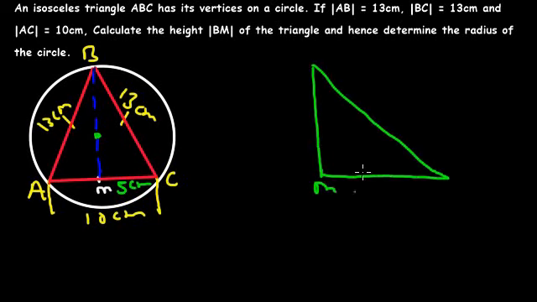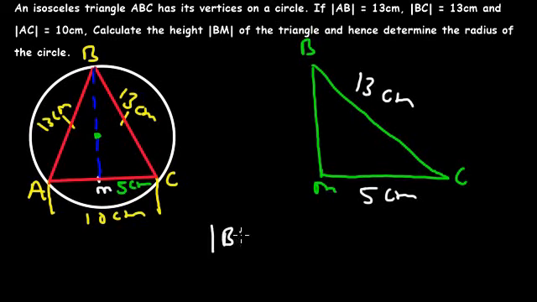So we have M right here, B is here, and C is here. BC is given to us as 13 centimeters. Now we have MC, we got that to be 5 centimeters. Now we can determine MB or BM. So BM squared will be equal to 13 squared minus 5 squared.